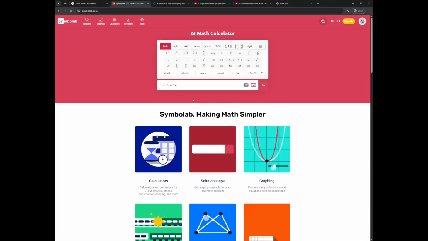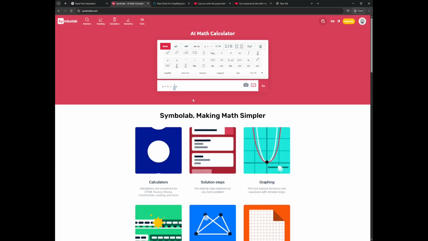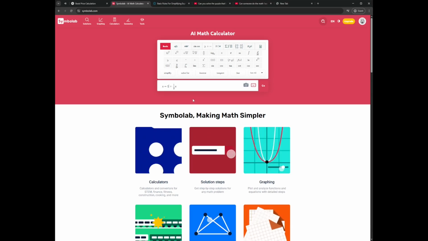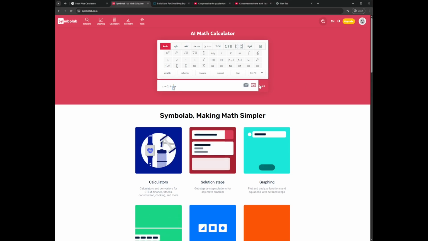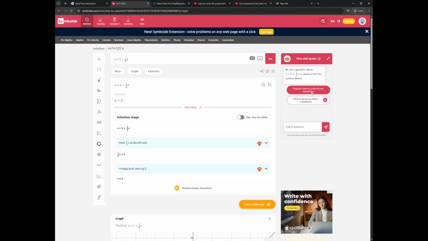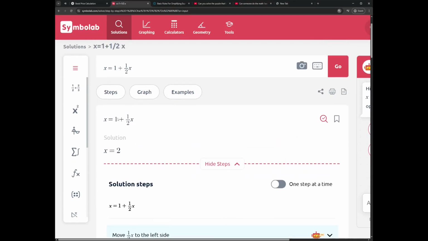Alright. Not 2x. 1/2 of x. Alright, here we have an AI math calculator. That should be able to solve it. Alright. X equals 2. X equals 2.